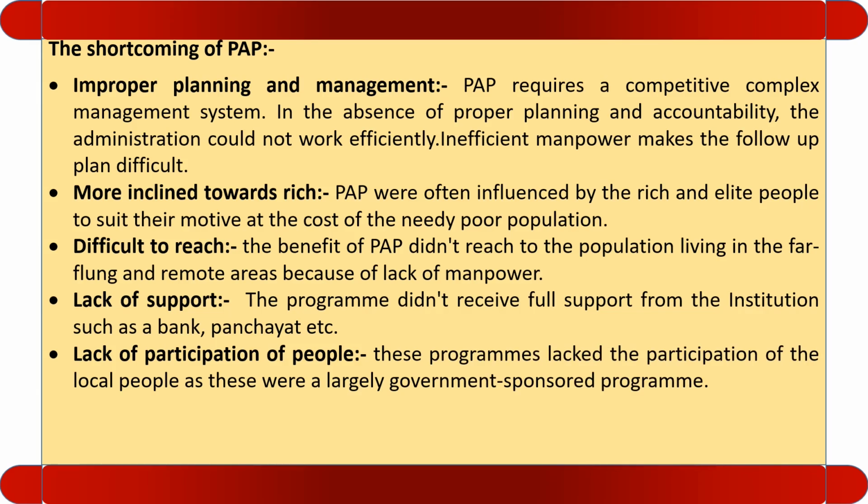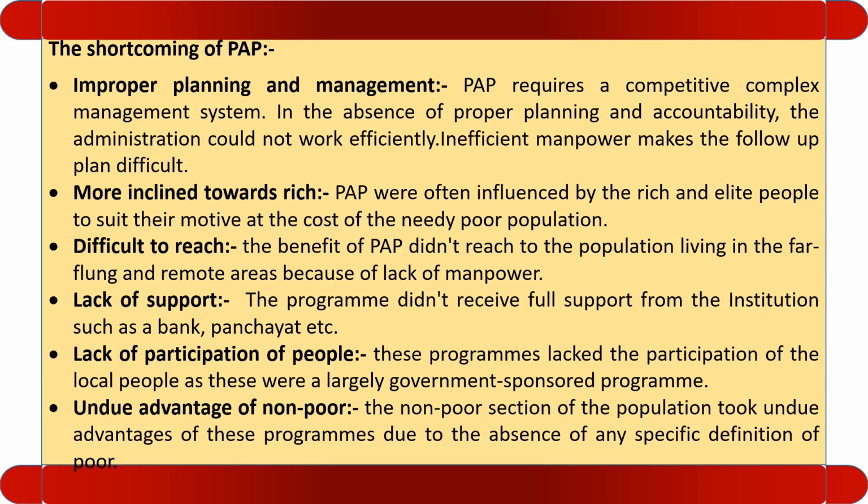Next is lack of participation of the people. These programs lacked the participation of the local people, as these were largely government sponsored programs. Next is undue advantage of the non-poor. The non-poor section of the population took undue advantage of these programs. Why? Because the definition of the poor is not clear. Since the definition of the poor is not clear, mostly the non-poor people have availed the benefits of these programs.